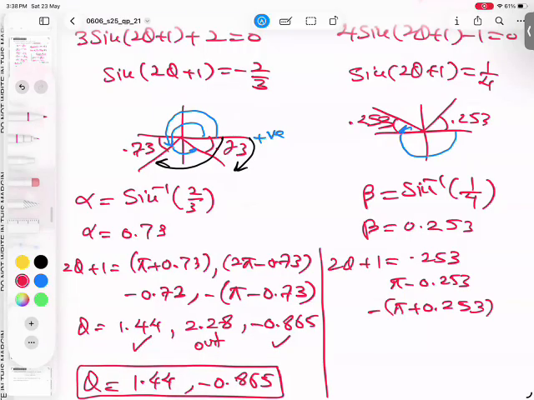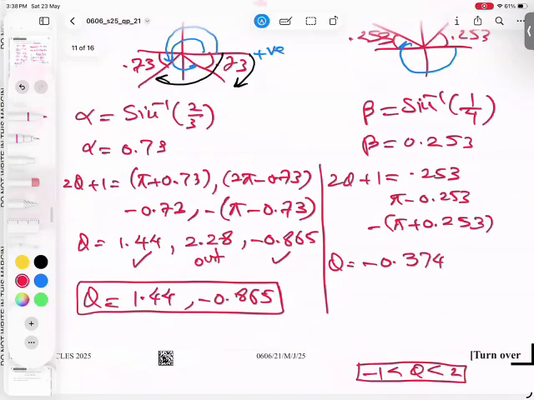And outside minus. Now I'm finding all the answers one by one. So a lot of patience is required, students. So 0.253 negative 1, and divided by 2. My answer is coming negative 0.374, which is in range. Second answer, pi minus 0.253 and minus 1 and divide by 2, which I'm getting here 0.944, which is also in range.